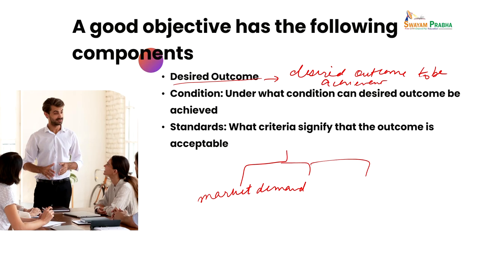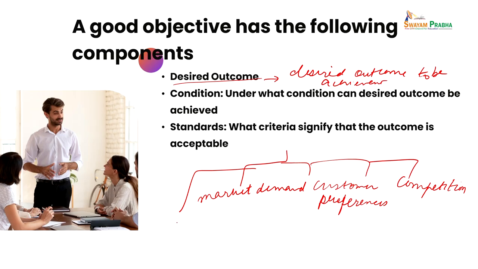So under what conditions can the desired outcome be achieved? It can be achieved under certain situations, and some of the examples could be market demand, customer preferences, competition existing in the outside market, then sales team performance. So achieving the desired outcome of increased sales revenue is contingent upon certain things like market demand, customer preferences, competition, sales performance, etc.